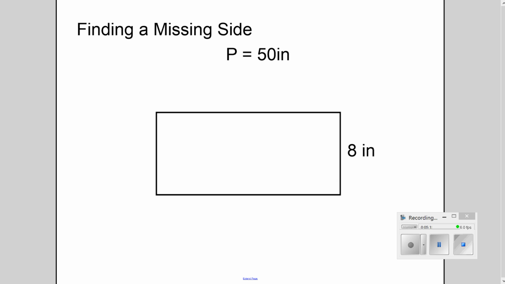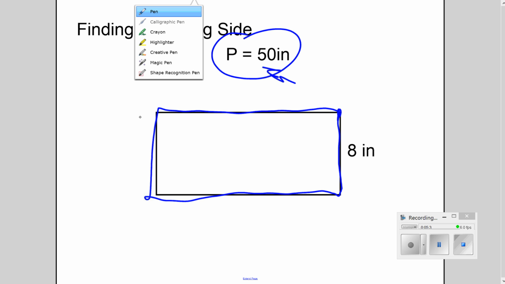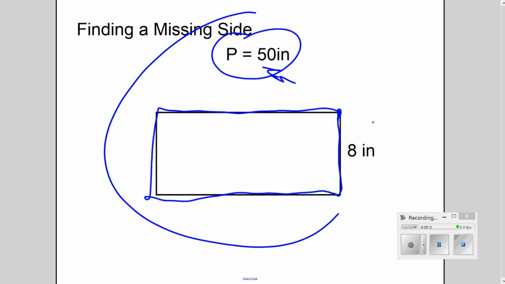All right, so now the last thing is that sometimes you will get the perimeter and you have to find a missing side. And there are 2 places that students get confused with this all the time. We know that the perimeter is 50, so we know if I were to start here and go all the way around, that distance is going to be 50 inches. So how do I figure out what the missing side is? Okay, I just want to erase all that.